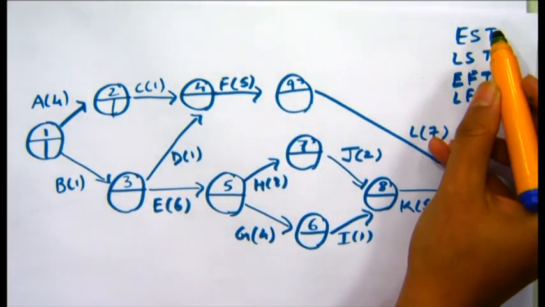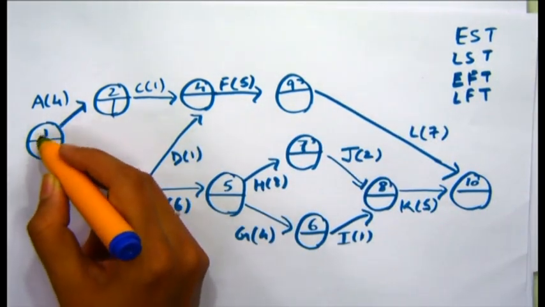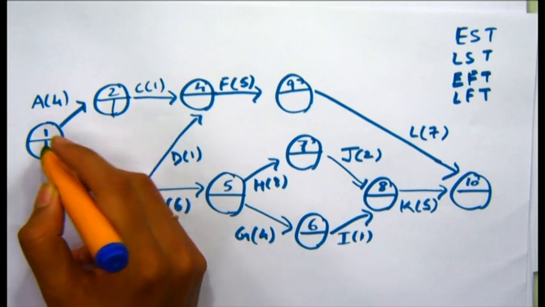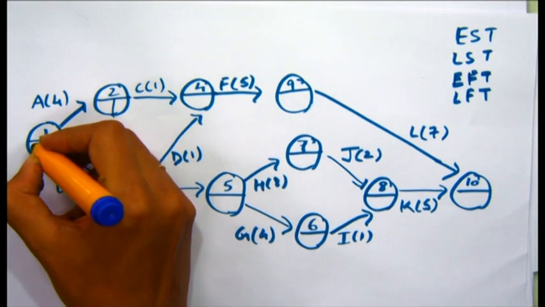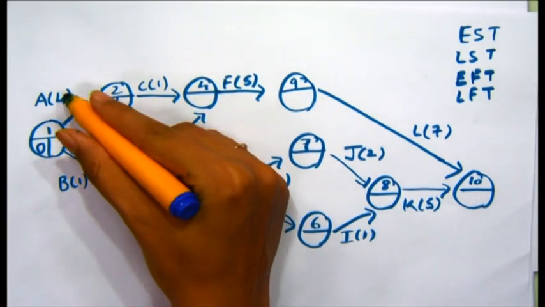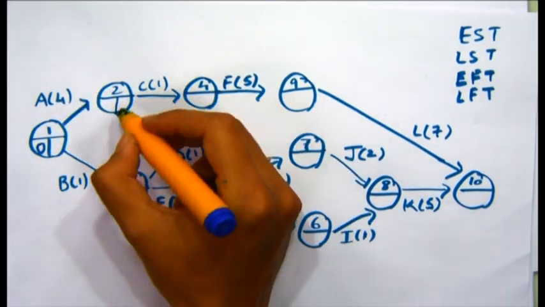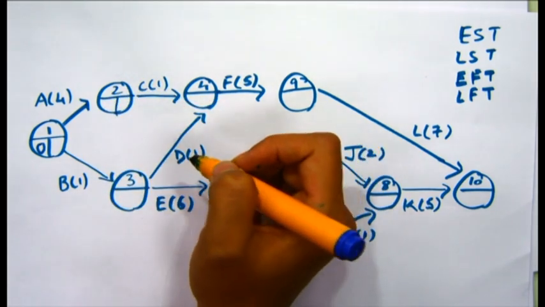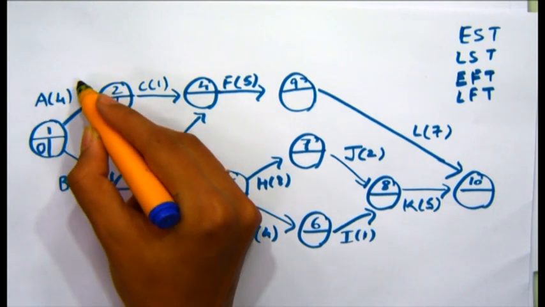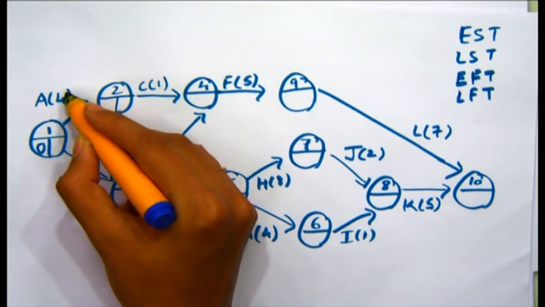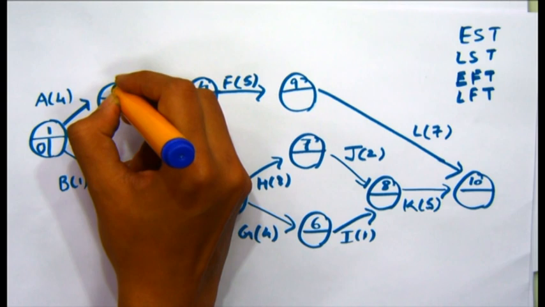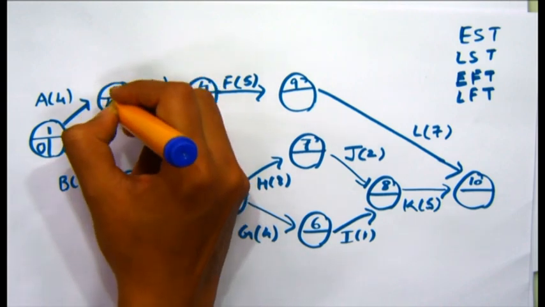We represent the EST and LST with the help of a node. This shows the EST and this will show the LST. As given in the detail, we start from 0 and we move ahead by adding the duration that each activity takes. As we can see, from 1 to 2 we have activity A, and it takes 4 days for its completion. So the earliest time for node 2 is 4 days.